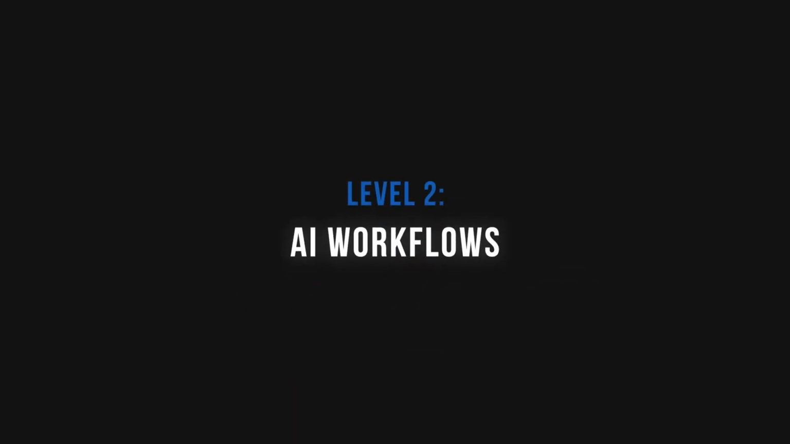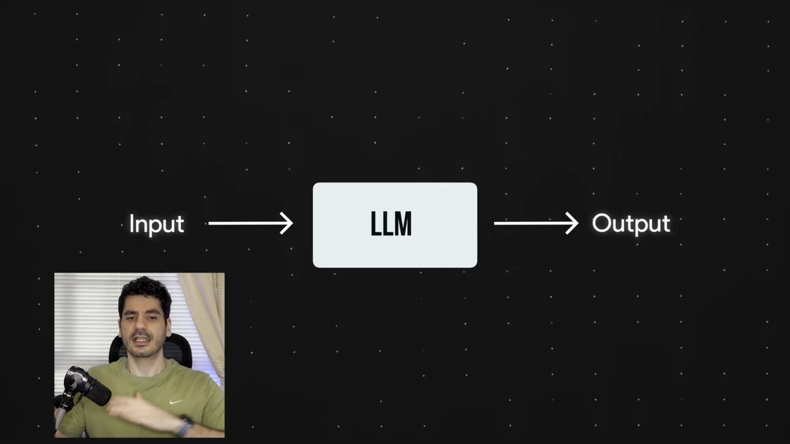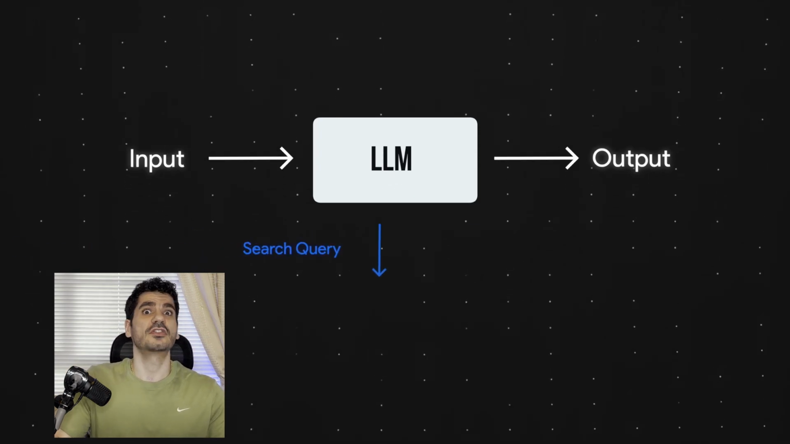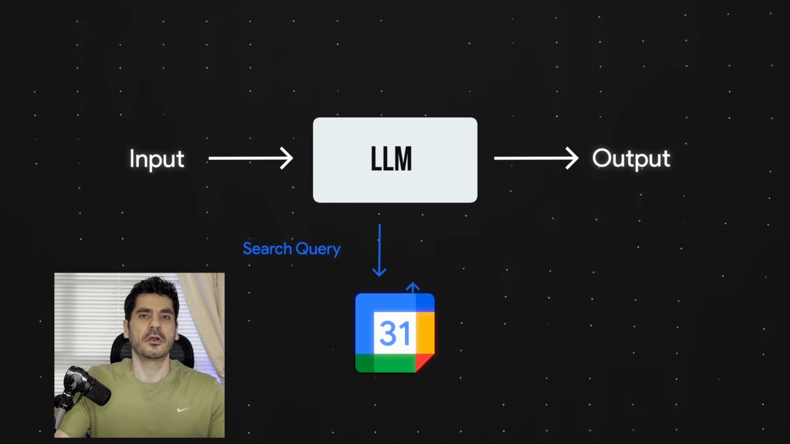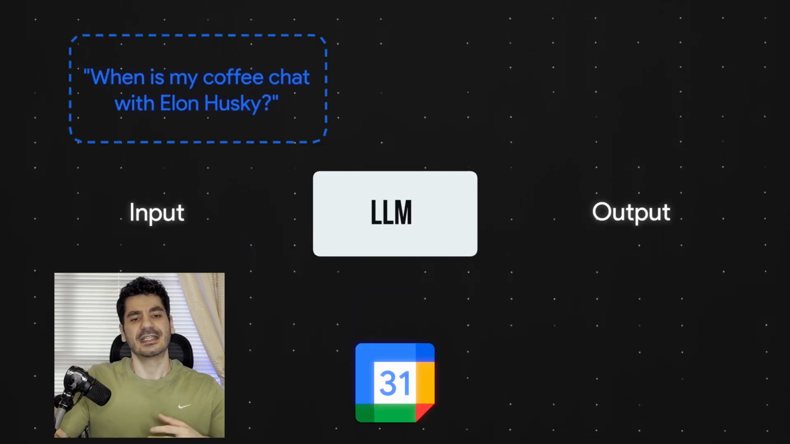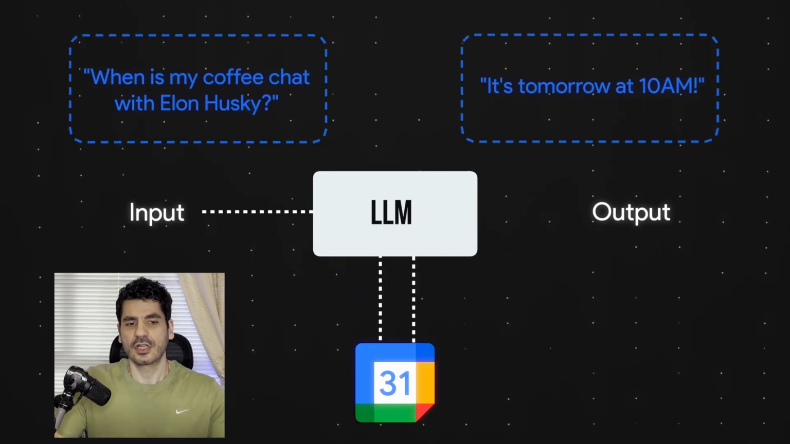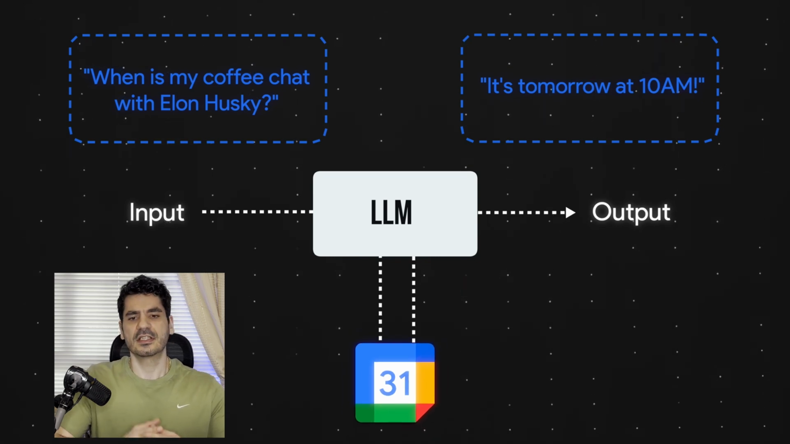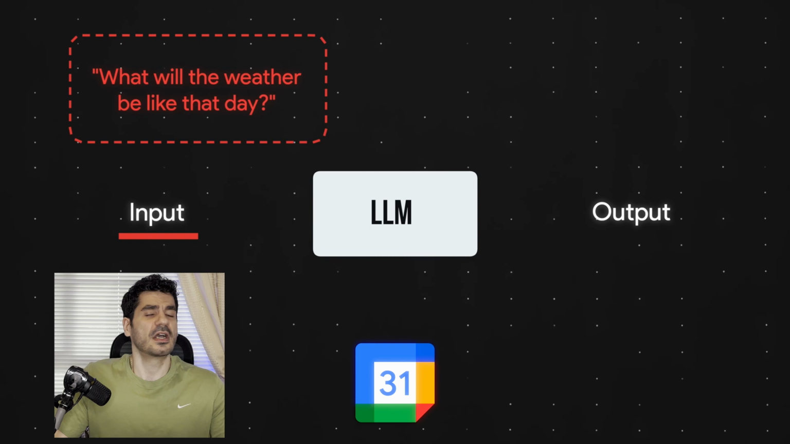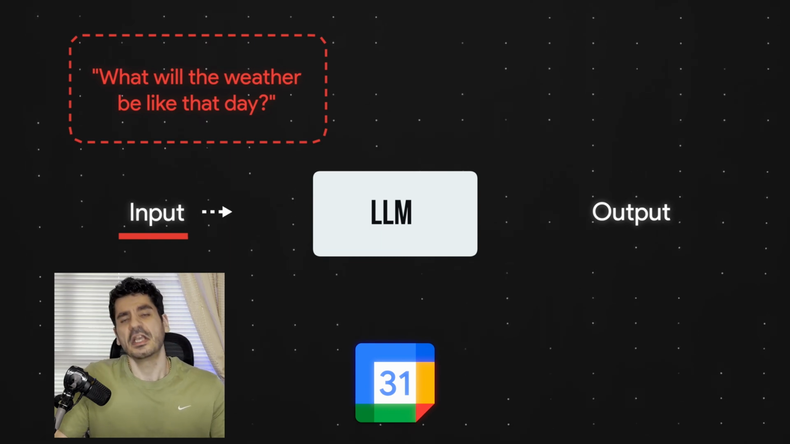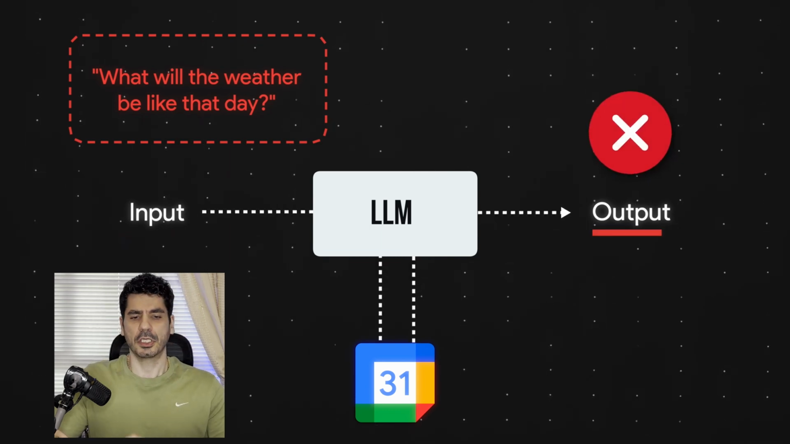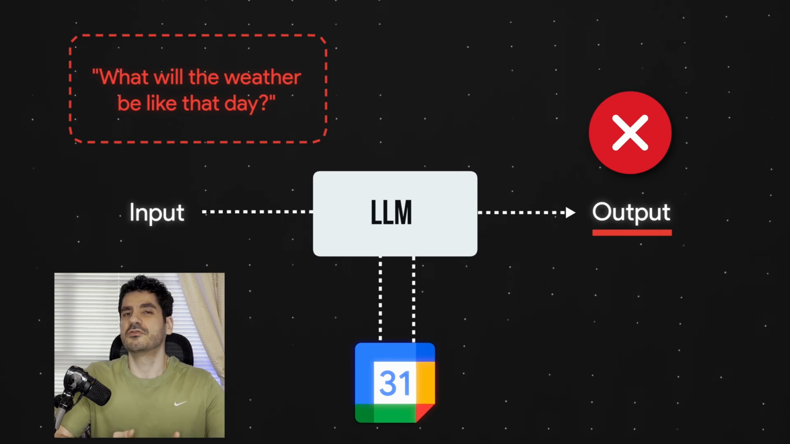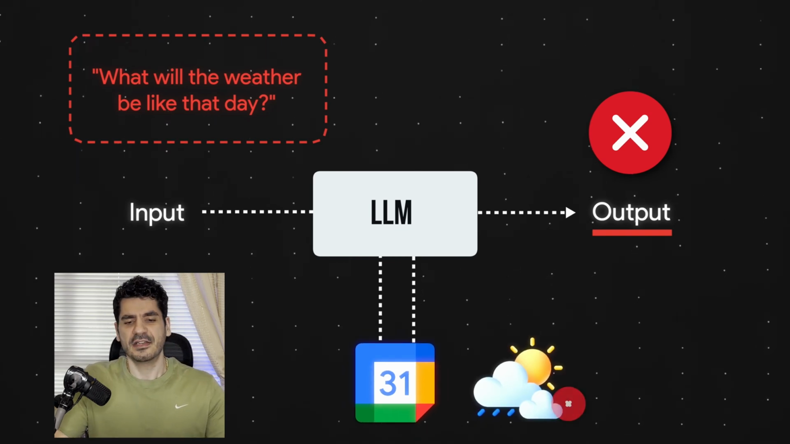Now let's move on to AI workflow. In an AI workflow, we have the input, the output, and the LLM in the middle, but then we want to ask something that requires some search inquiry. In this example, we connect it to our calendar and it retrieves the information. So, when is my coffee chat with Elon Husky? It accesses my calendar and says it's tomorrow at 10 a.m. But it can get trickier, because I might ask a follow-up question and say, how's the weather on that day? Since it only has access to the calendar, it again cannot provide the required information. It will need access to some weather API or something like that.